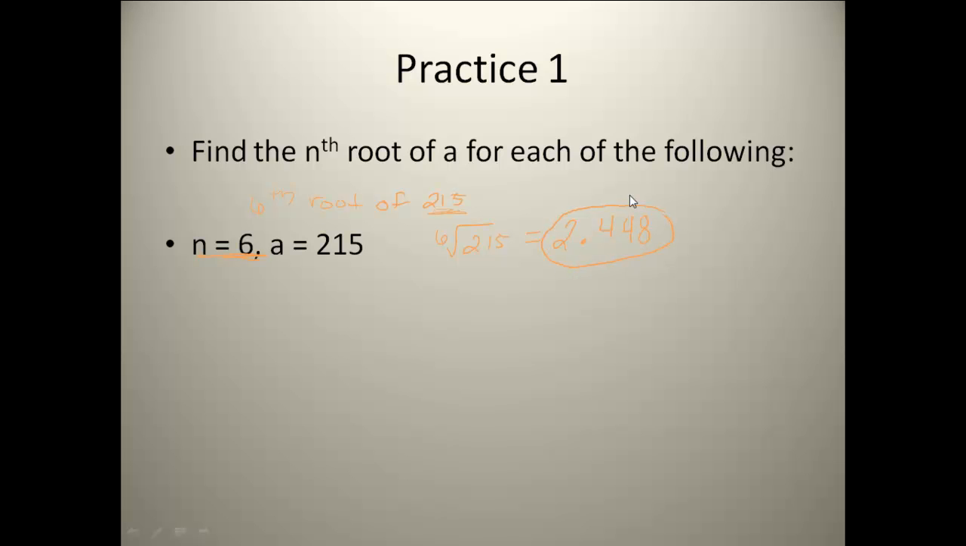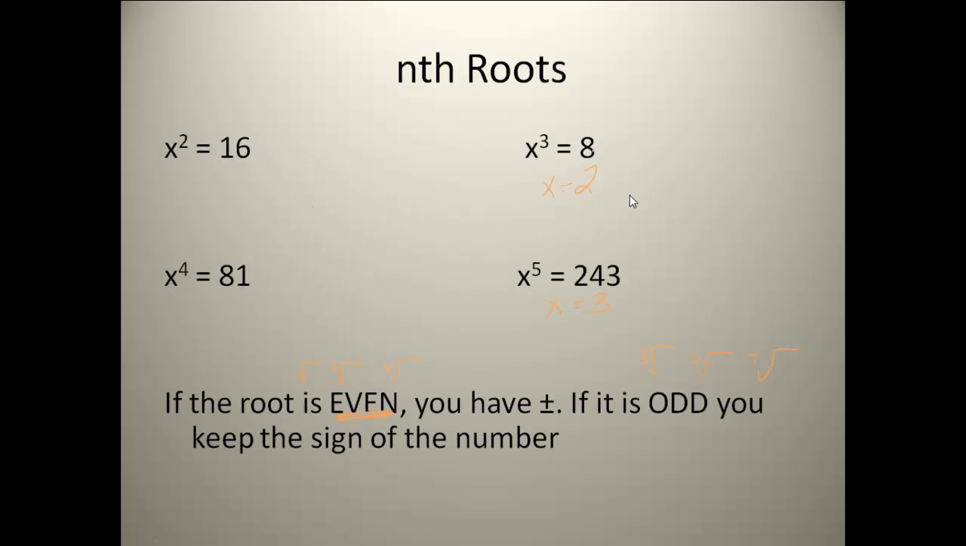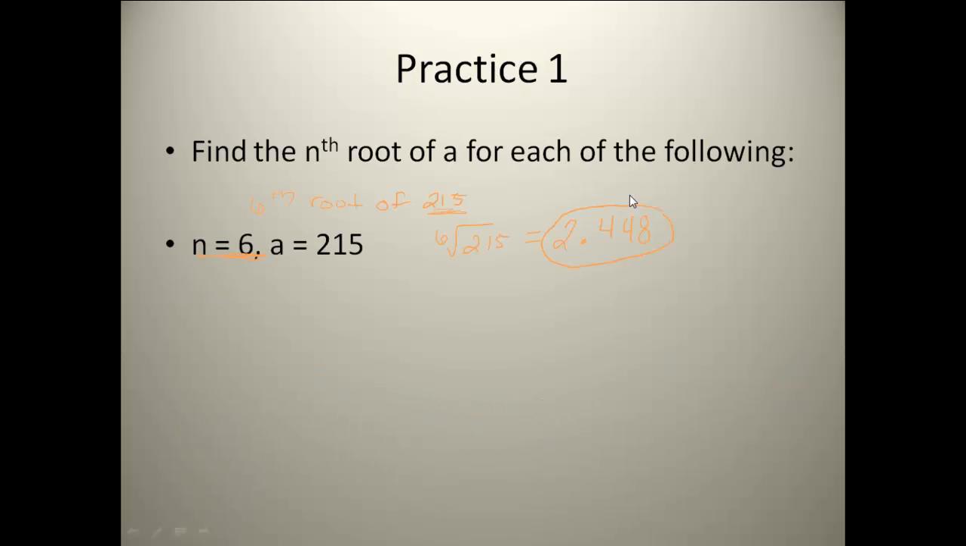Now with this one, we have the 6th root. So you have to decide, do we need plus or minus, or do we just keep the positive? And if you remember, our rule from before said that if we have an even root, it's plus minus. If we have an odd root, you keep the sign of the number. Well, 6 is an even root. So our actual answer is plus minus 2.448. Even though the calculator only gives you the positive, you have to be thinking about that as you do these problems.